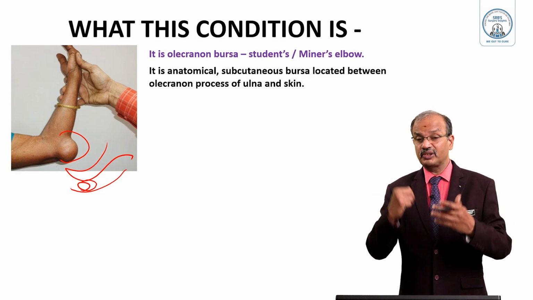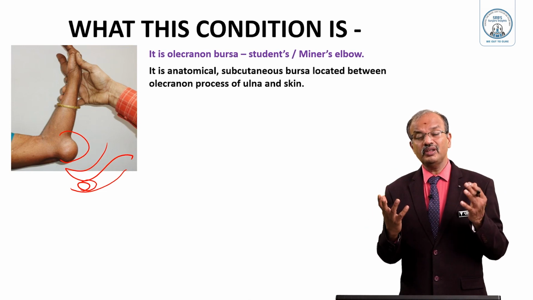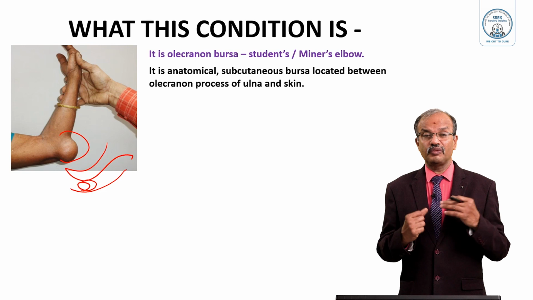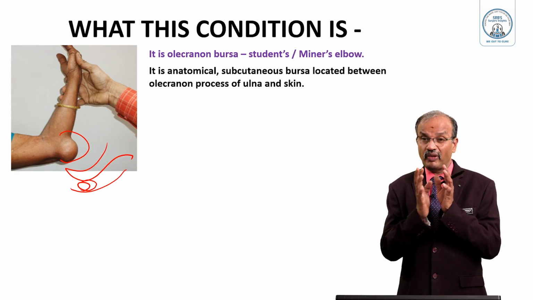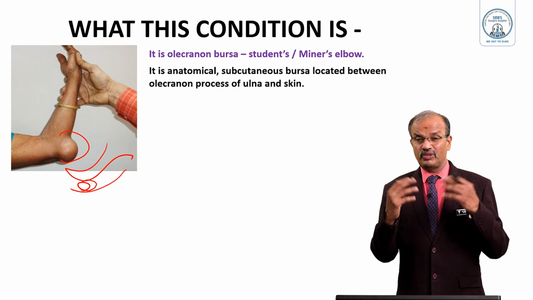Sometimes it is bilateral. The opposite side has to be examined. Regional lymph nodes have to be examined because you may have a differential diagnosis, or if it is infected, axillary lymph nodes may get examined. So you have to keep a wider range of differential diagnosis. It may be lipoma, it may be sebaceous cyst, it may be neurofibroma.